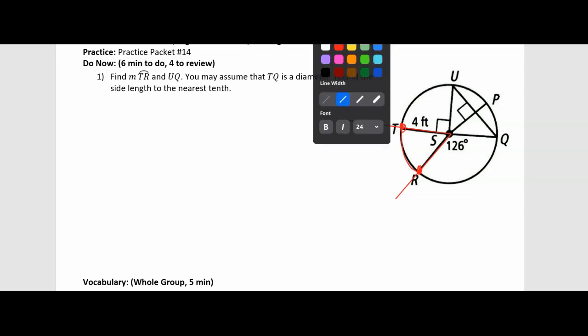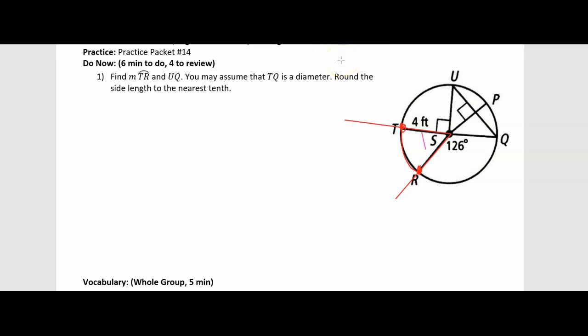Okay, so the arc length is very straightforward. We're looking for the measurement of arc TR. We also know that the measurement of that arc is going to be equal to the measurement of the central angle that intercepts that arc. So if I can find the measurement of this angle, I'm going to know the measurement of that arc. And I know that if TQ is a diameter, both of those angles should add to 180.